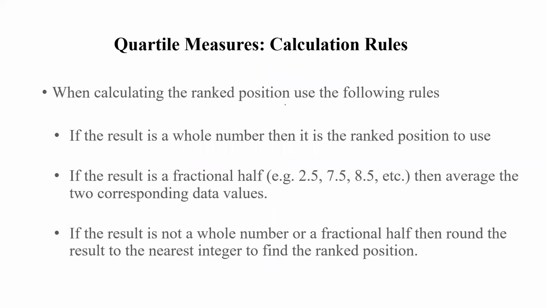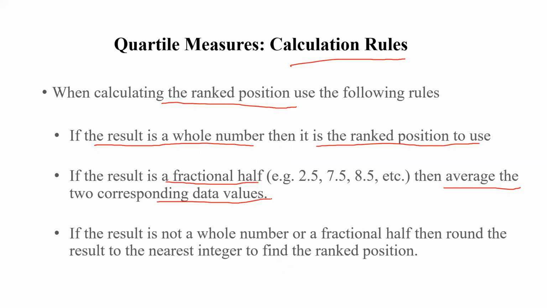Now there are some concepts we need to understand, the calculation rules. When calculating the ranked position, use the following rule. If the result is a whole number, then it is the ranked position to use, and if the result is a fractional half, then average the two corresponding data values. If the result is not a whole number or fractional half, then round the result to the nearest integer to find the rank position. So these are the concepts we need to understand when we are going to calculate the quartiles.